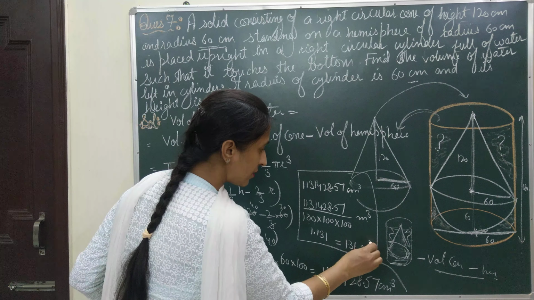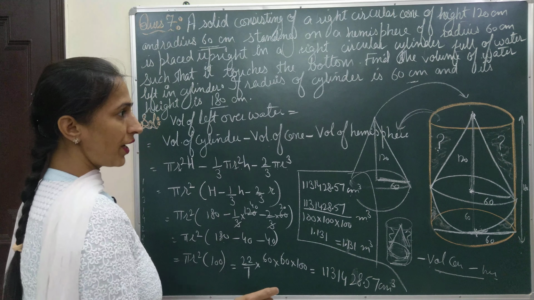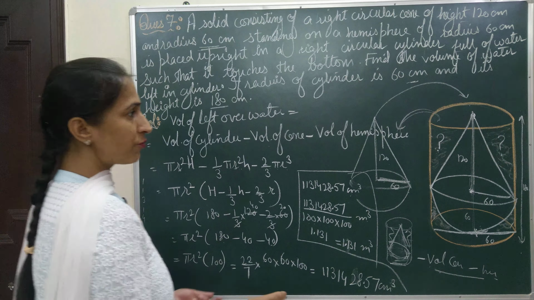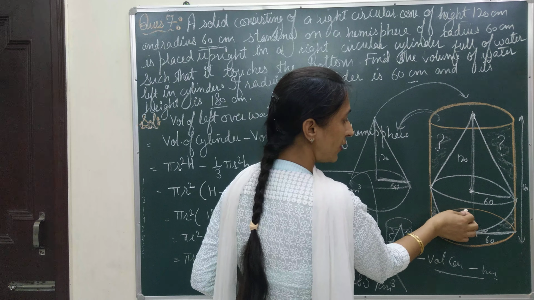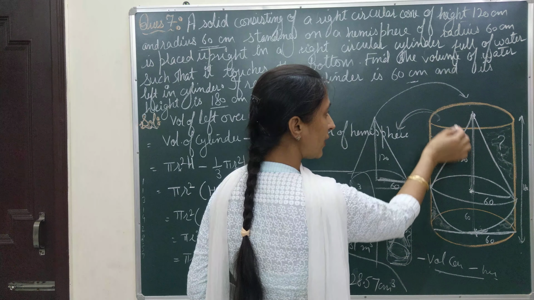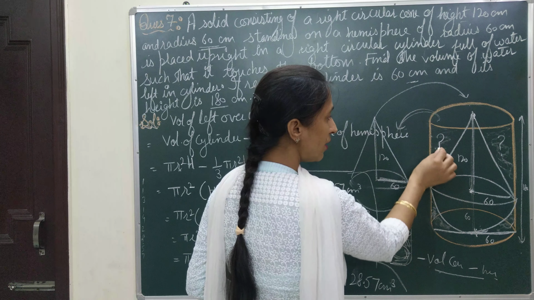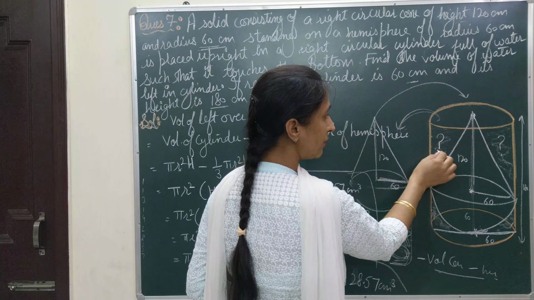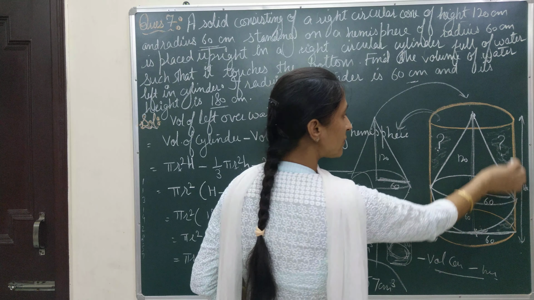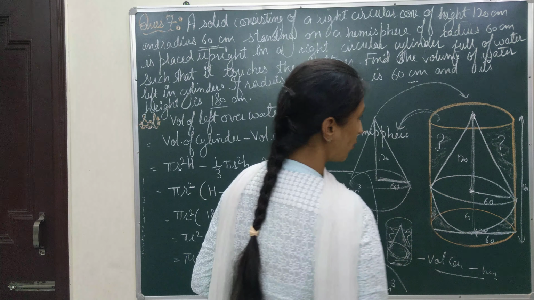That means it will be 1.131 meter cube. Okay, so this is how we have got the leftover water by subtracting the volume of this solid cone and solid hemisphere from the given solid cylinder. So water has fallen out. When we subtract these two volumes from the volume of the cylinder, we will come to know how much water is left on the sides of this hemisphere and cone. Thank you.